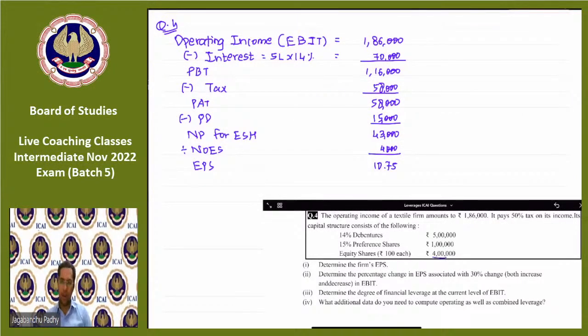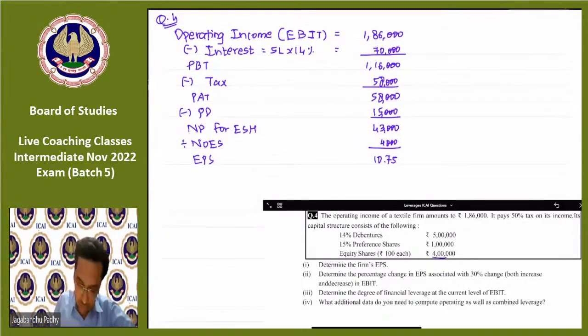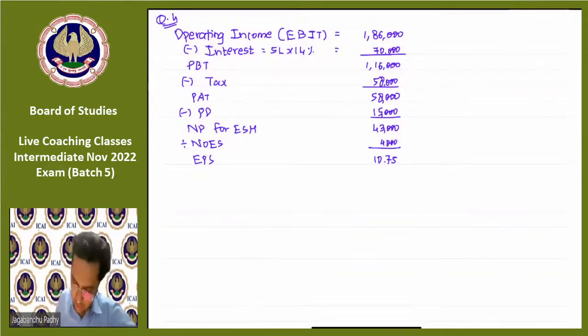Combined. How will you use combined leverage? Combined leverage is always connecting your sales with your EPS. Here we are just connecting the EBIT with EPS. So whatever is the leverage, that will be only due to this interest. So definitely we are going to use financial leverage. So first I need to compute over here the financial leverage figure.